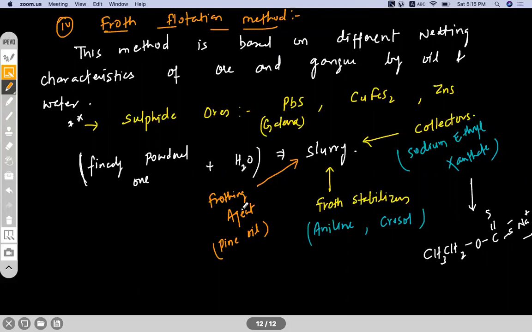To stabilize froth, we add aniline, cresol, and we use some collector, that is sodium ethyl xanthate. Fatty acids also we can use as collectors. A collector enhances the non-wetting ability of mineral particles. In the presence of a collector, the wetting ability decreases for mineral particles. So these are the few things we add into this.